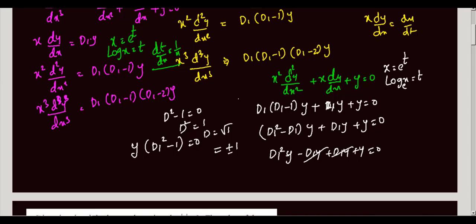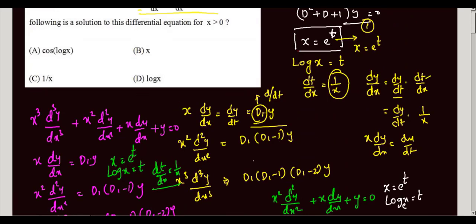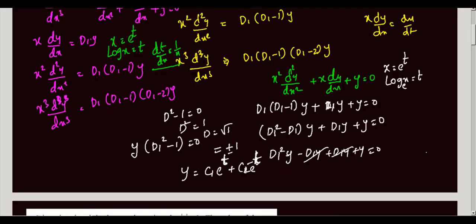What is the equation? y equal to c1 into e power x plus c2 into e power minus x, but here x is not, we are using e power t, c2 into e power minus t. So it is not there in your answer. So I seem to have made a mistake. Look here.